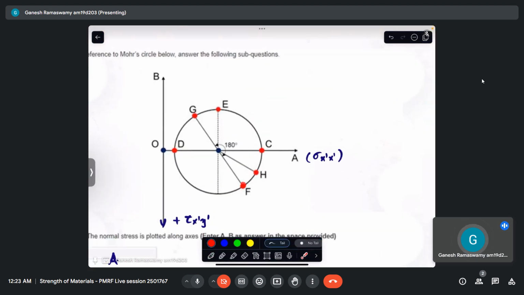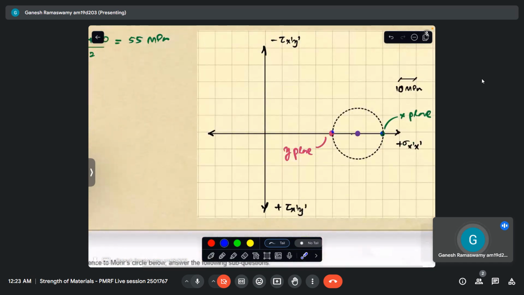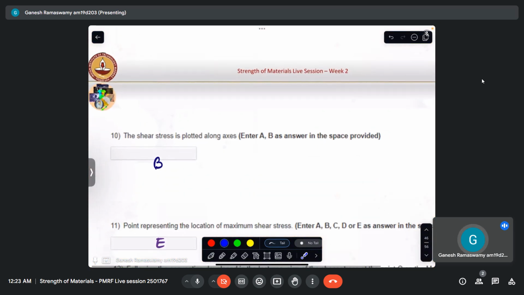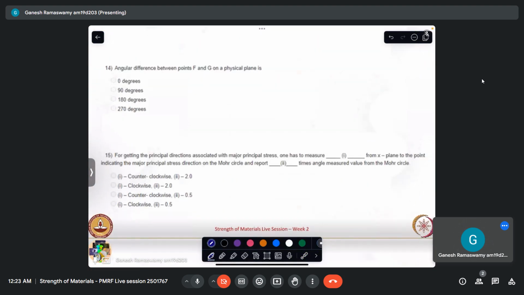Points F and G. So if we see here, points F and G in the Mohr circle are 180 degrees apart. So in the physical plane, it will be 180 by 2, that is 90 degrees apart. So essentially, F and G represent perpendicular planes, as we saw here. Always X and Y plane were 180 degrees apart on the Mohr circle, and in physical reality, we know in the physical plane, it is always 90 degrees apart. So this is 90 degrees apart.